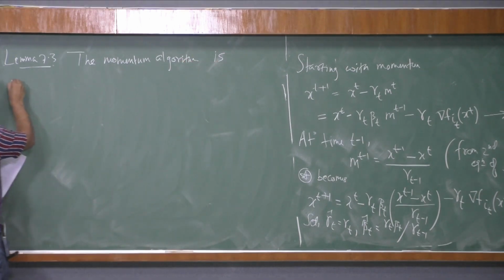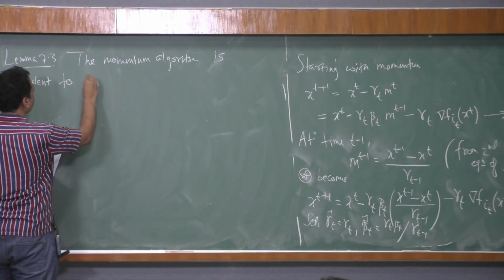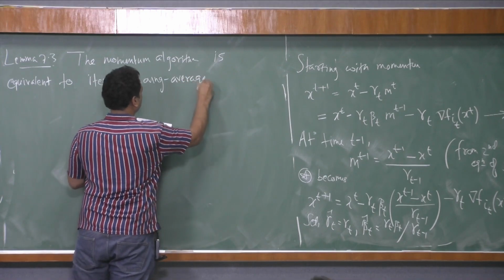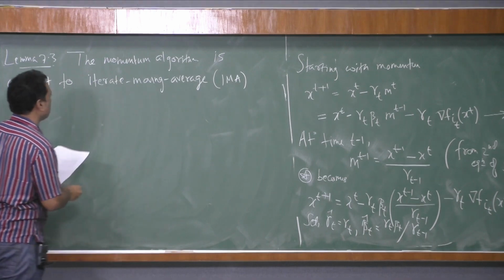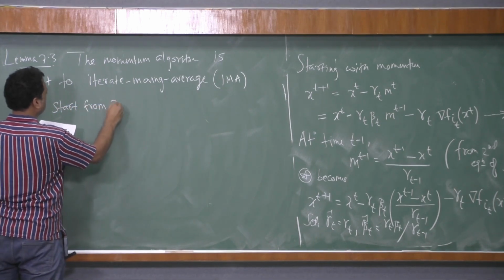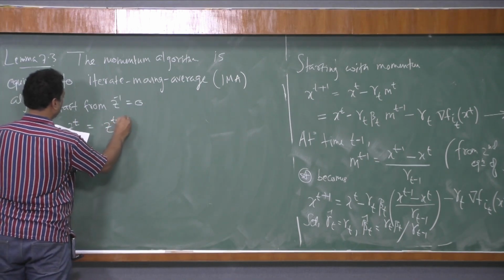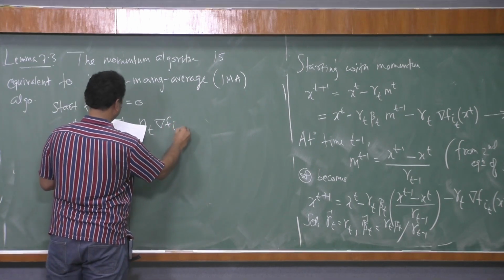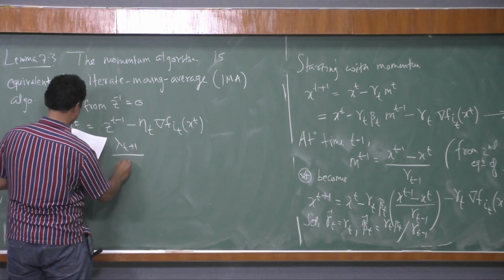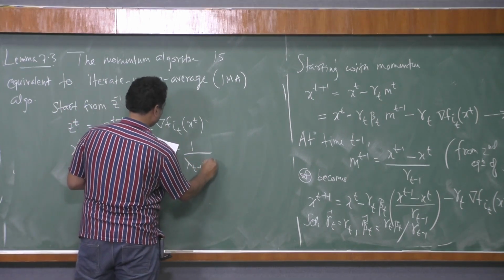It is equivalent to the following algorithm, the so-called iterate moving average, or sometimes called IMA. And this says: start from z_{-1} equals 0, basically the initial z is set to 0, and then iterate z_t as z_{t-1} minus eta_t grad f_{i_t}(x_t), and x_{t+1} is (lambda_{t+1} x_t + z_t) divided by (lambda_{t+1} + 1).